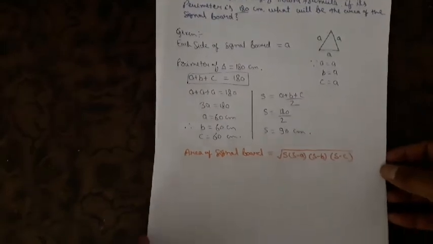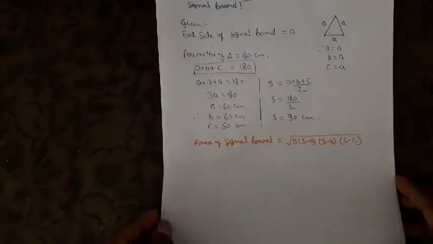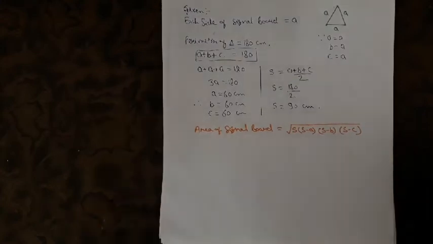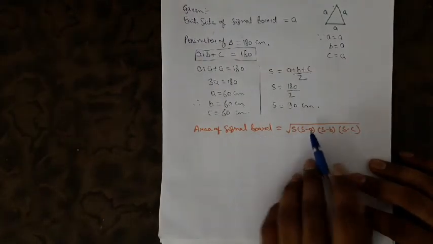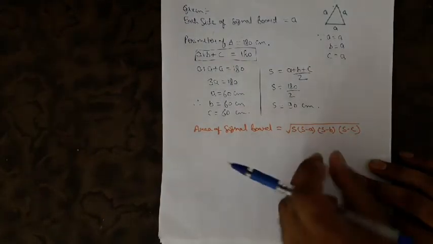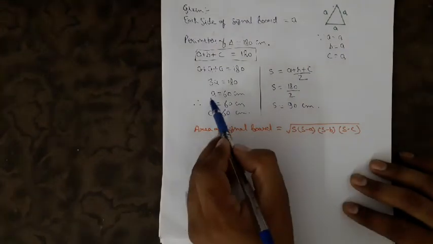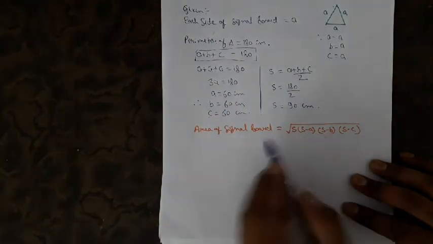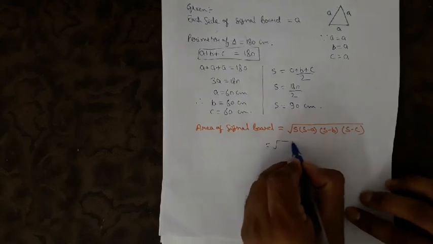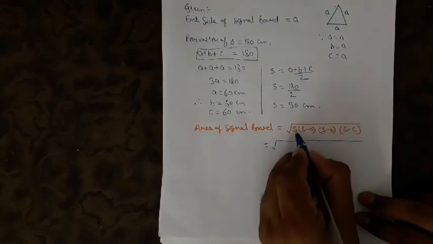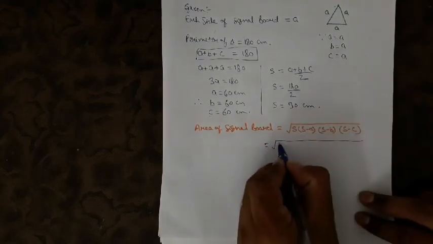Now we have the formula of area of triangle using Heron's formula. Okay, this is root of S into S minus A, into S minus B, into S minus C. And so we have the value of S, also A, B, and C. So we'll put their values here. Let us see. So root as it is. Instead of S, I am taking 90.